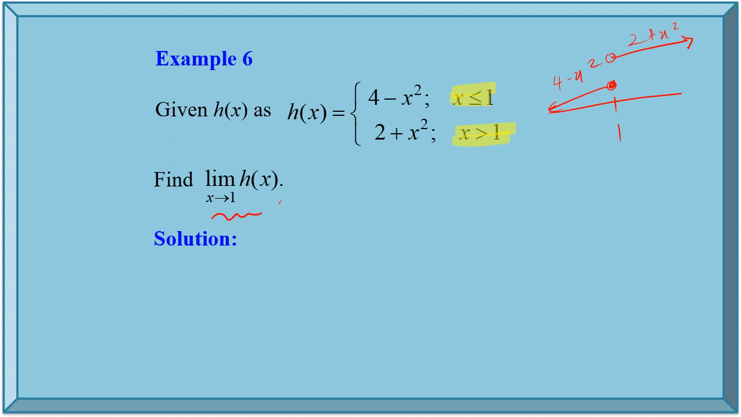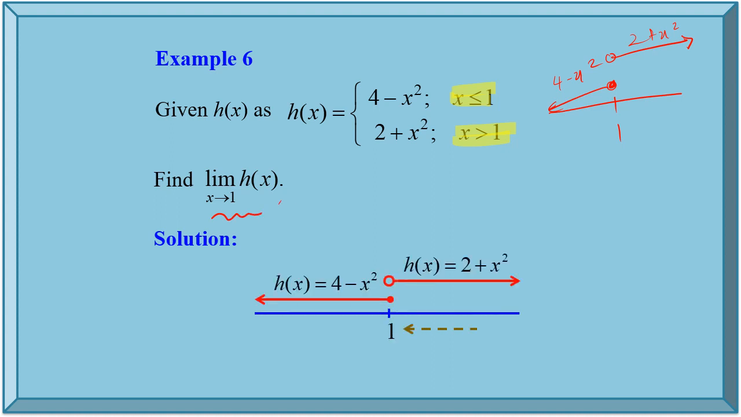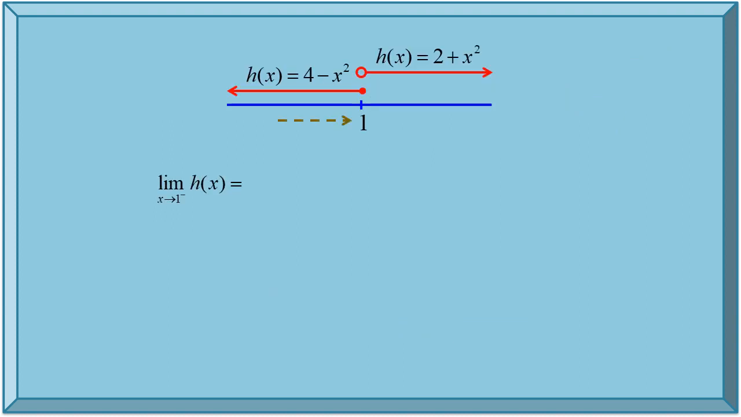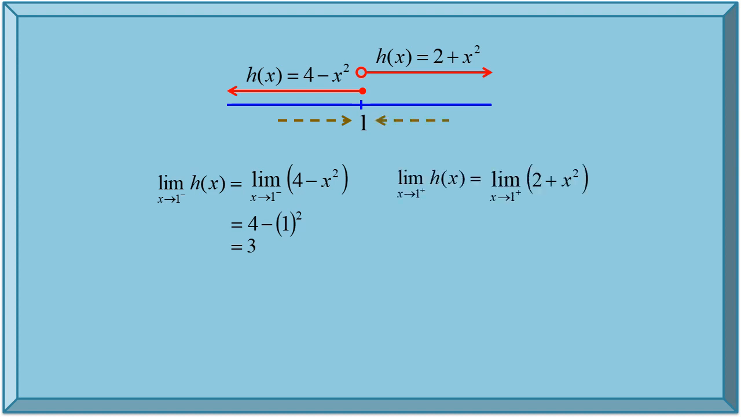So we need to find from the left side and from the right side. Okay, so this is our graph, not graph, just representation of the function on the real number line. From the left side, we use a function of 4 minus x squared. So substitute value 1, we get 4 minus 1 squared, which is equal to 3. And from the right side, we have a function 2 plus x squared. So substitute 1 into the function, we get 2 plus 1, which is equal to 3.